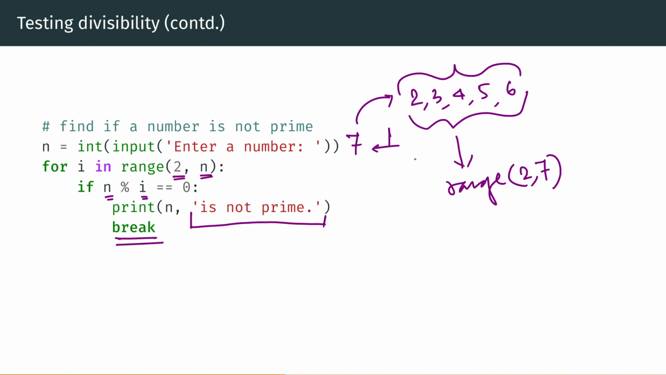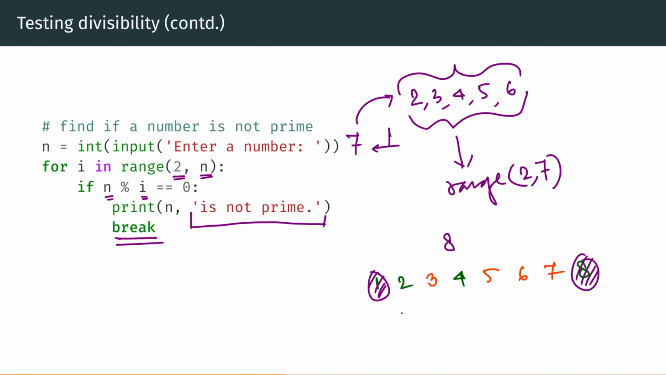Let's take the example of 8 instead. So 8 is obviously divisible by 1. It's divisible by 2 as well. It's not divisible by 3. It's divisible by 4, 5, 6, 7, and then again 8. Obviously we're not going to check 1, and we're not going to check 8. So we are going to check every number in this range, 2 through 7.